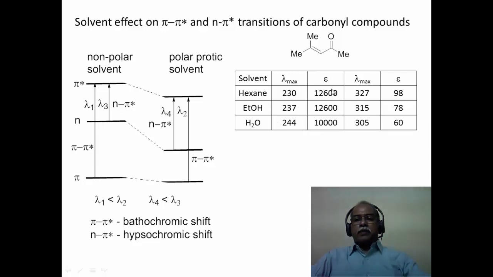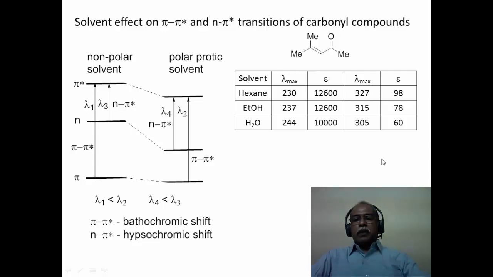And you can see from the epsilon that this is an allowed transition. And if you take the n pi star transition, which is at a longer wavelength, 327 in hexane, for example. When you measure it in ethyl alcohol, it goes to a lower wavelength. In other words, the lambda 4 is less than lambda 3. So lambda 3 is more than lambda 4, for example. So the decrease in the wavelength is essentially what is explained by means of the solvation of the n level in comparison to the n level in the nonpolar solvent, for example.